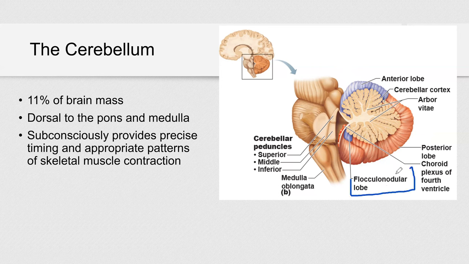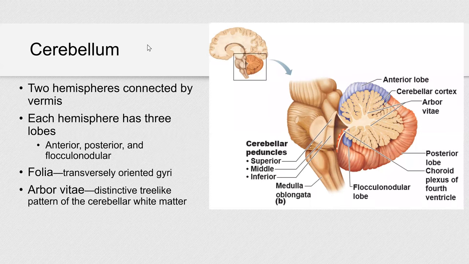So that's a word, flocculonodular lobe, right in this area. And cerebellum also has cerebellar cortex and the white matter. So white matter of the cerebellum is called arbor vitae. And so it also has these convolutions that we called folia instead of gyri or sulci. So that's what it says over here.